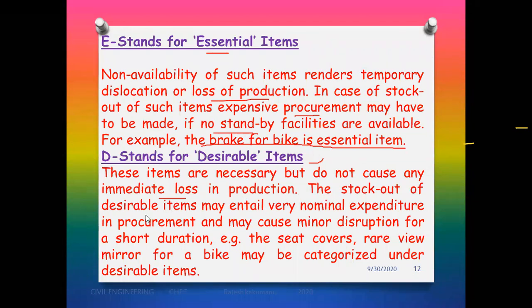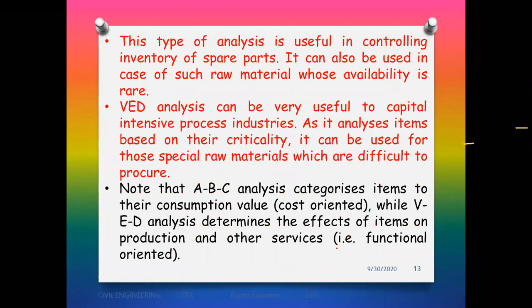So like this, the stock out of the desirable items may entail very nominal expenditure in the procurement and may cause minor disruption for the short duration. Example, seat covers, rear view mirror for a bike may be categorized under desirable items. Understood? Now you are going on a bike or a cycle, suppose the cycle has no mirror, what will you do? Will you not go? You will go. Suppose the cycle has no seat cover, what will you do? There is a seat, so let's go. In the same way, even without cashew nuts, Chetaswi is making payasam for everyone and will send us a photo in the next class, right? So this is the best example of vital, essential and desirable items, right?